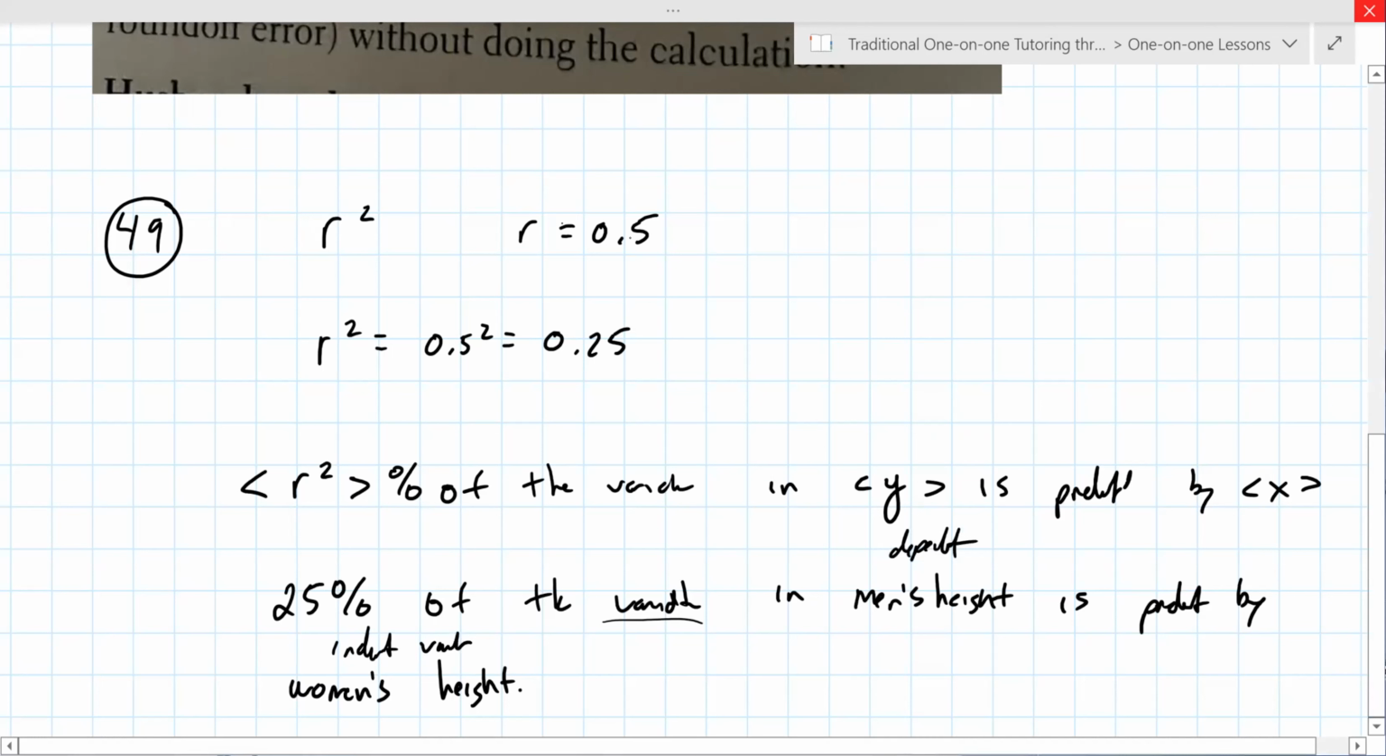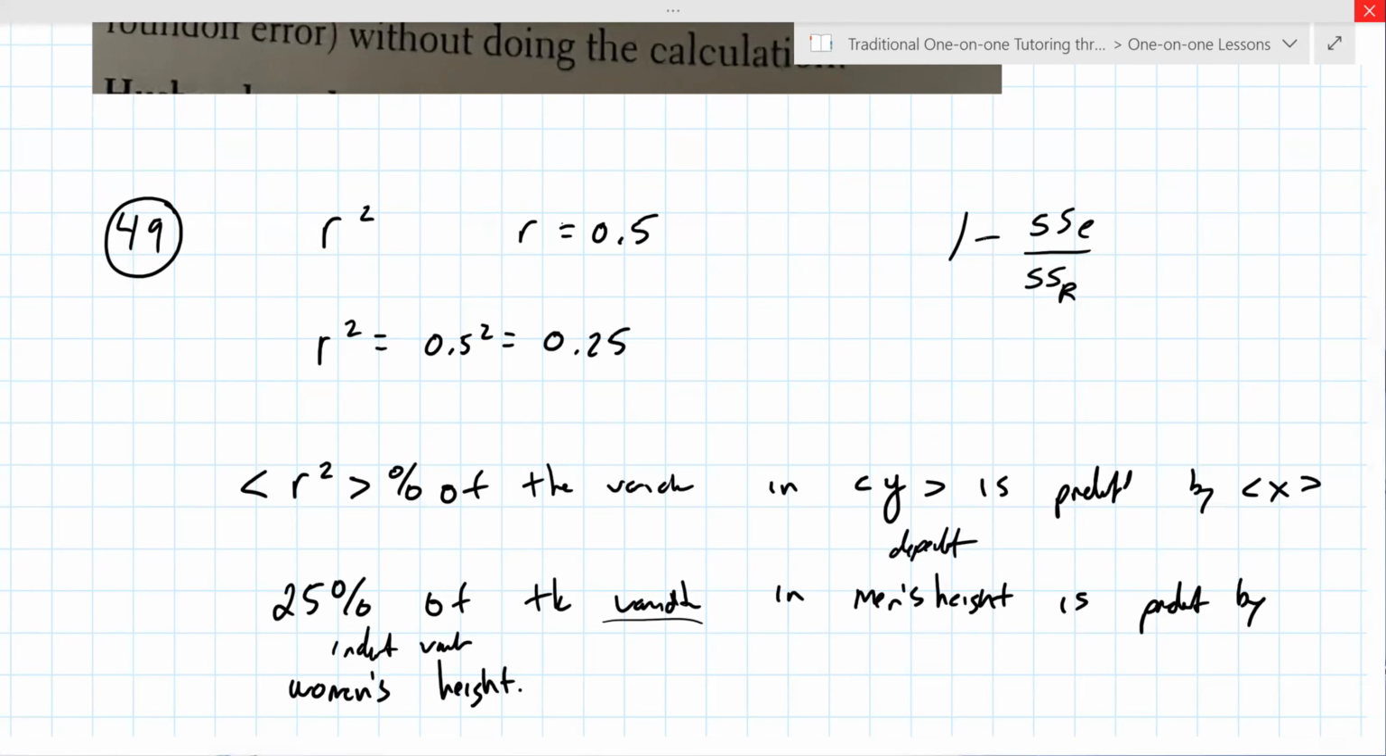He gave us this equation, which is 1 minus the sum of square error over the sum of square regression. Yeah, that's true too. How do I do that? You don't have the information in this problem to do that. Okay, so I need to find a question that helps me do that.